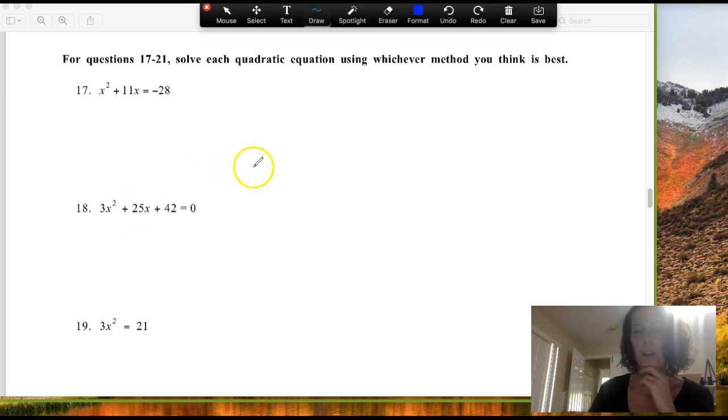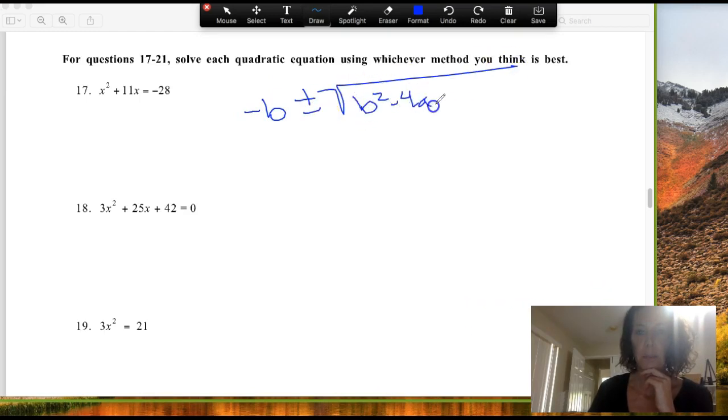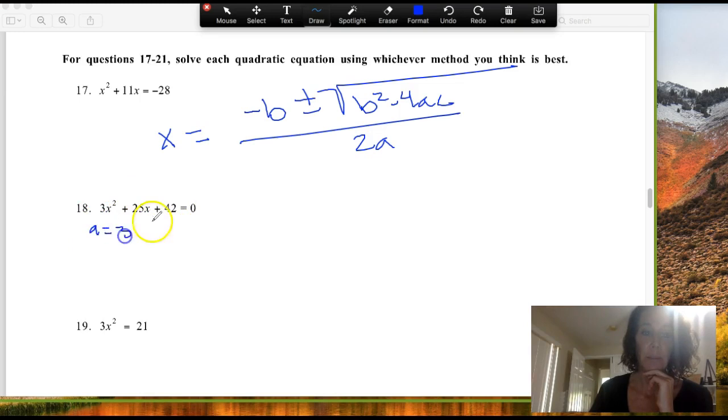or use quadratic formula. Remember, quadratic formula is negative b plus or minus the square root of b squared minus 4ac, all over 2a. Okay, so we're going to say that's what x equals. I have this in standard form, ax squared plus bx plus c. My a is 3. My b is 25. My c is 42. Make sure you have the values right.